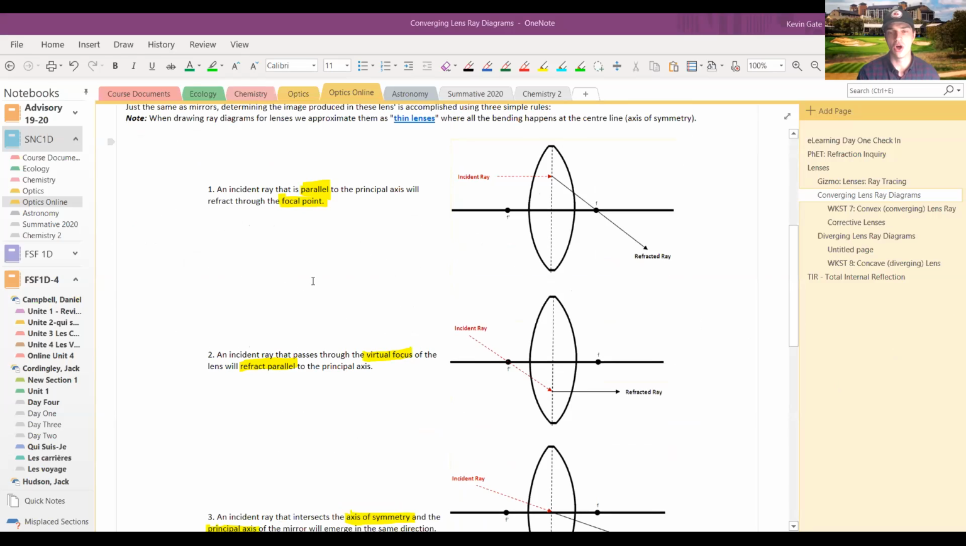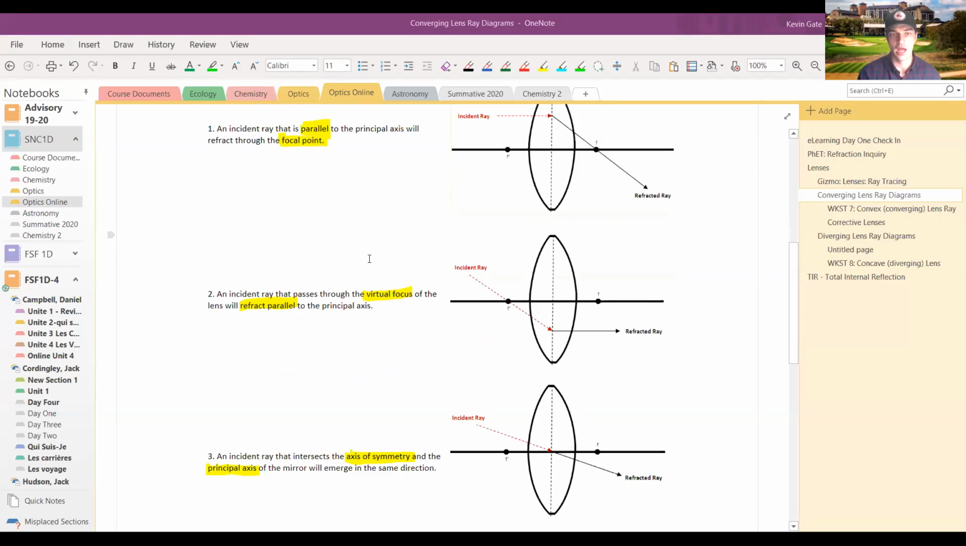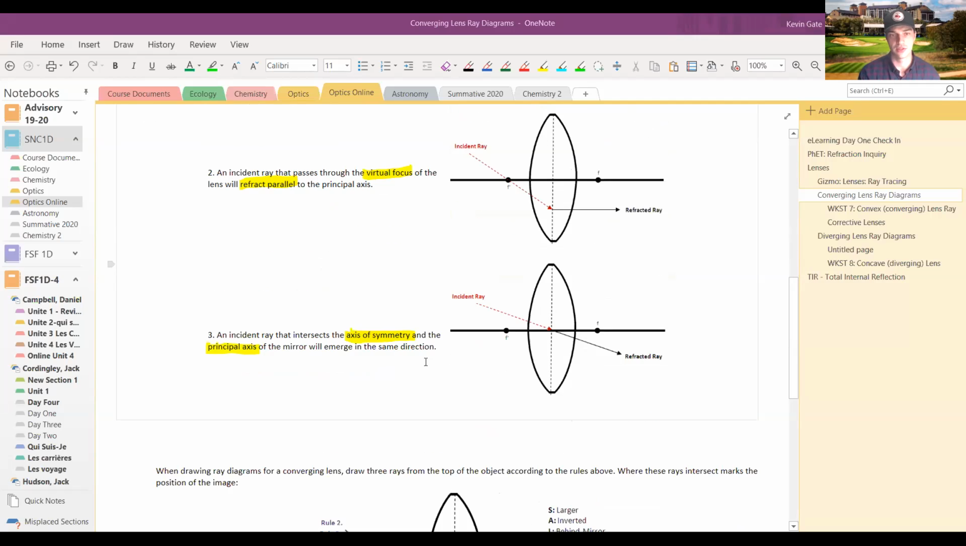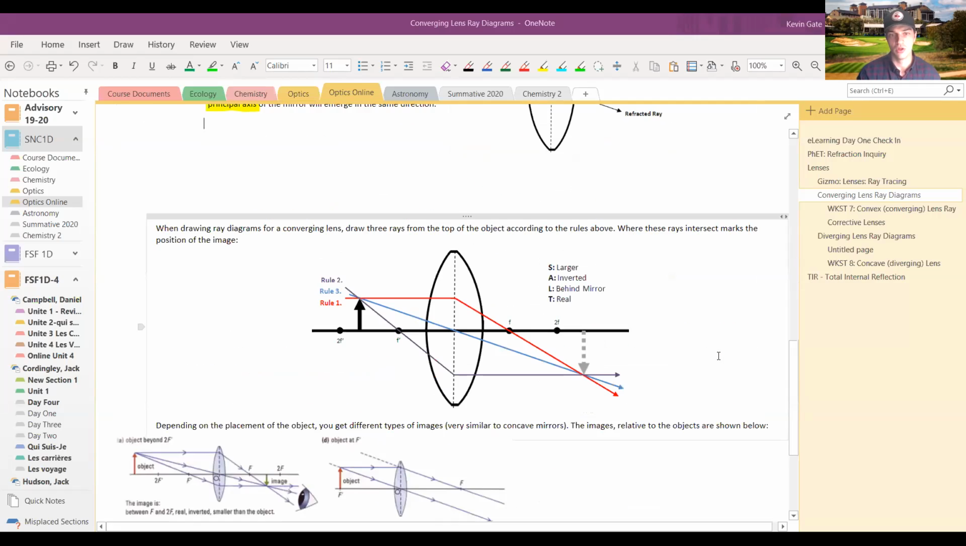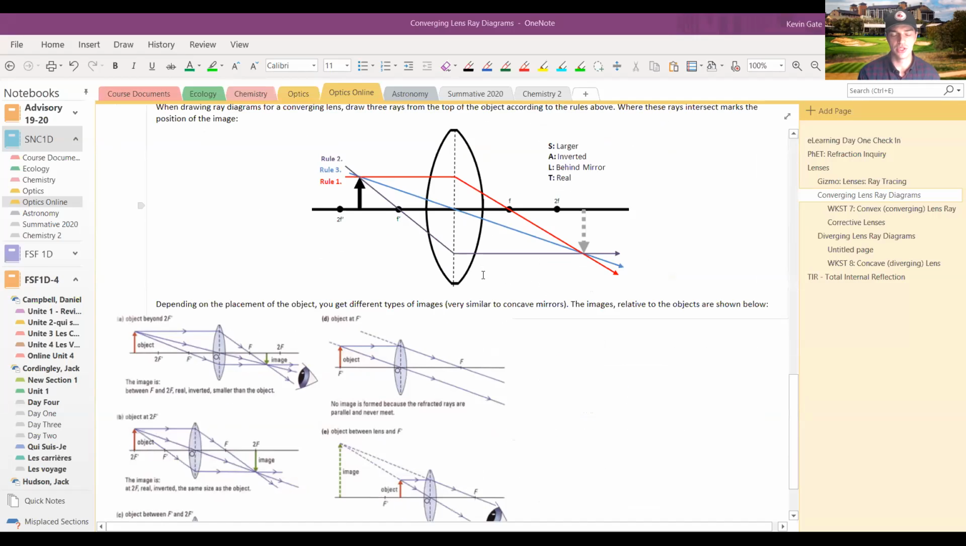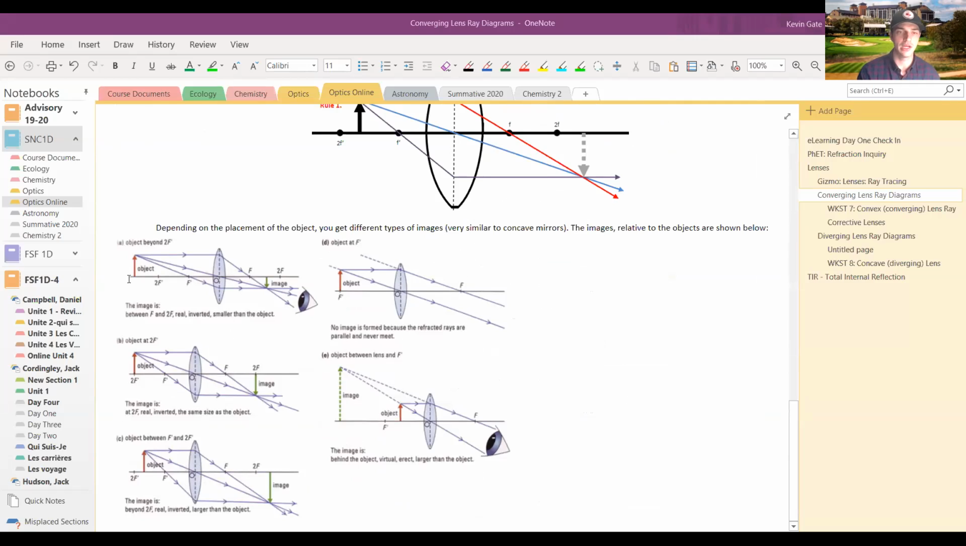The first rule of a converging lens: any incident ray that travels parallel to the principal axis will refract through the focal point. Any incident ray that passes through the virtual focal point will refract parallel to the principal axis. And finally, any incident ray that intersects the axis of symmetry and the principal axis will emerge in the same direction. So those are the 3 rules summarized in one image there, and some examples of locations of object and image produced here.